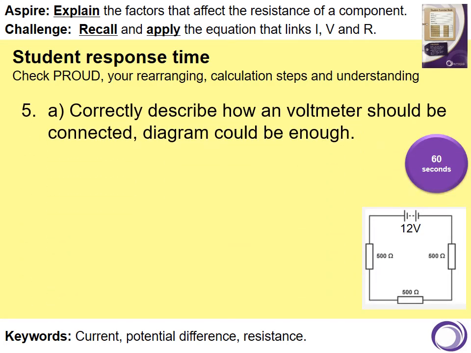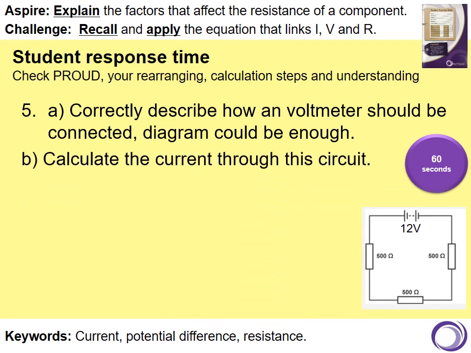So final question then, correctly describe how a voltmeter could be connected. A diagram could be enough. So you're working out how a voltmeter could be connected in this diagram in order to read the potential difference. Also, can you calculate the current going through this circuit? So you've now got a minute in order to complete that question.